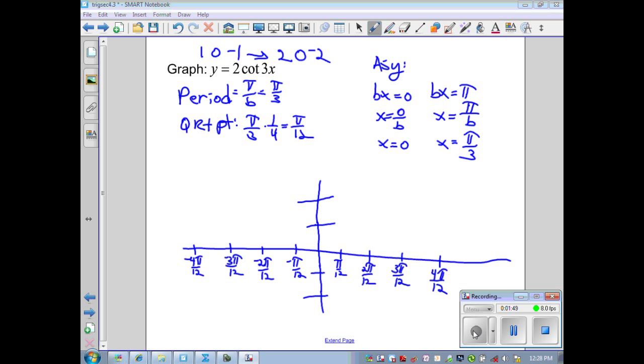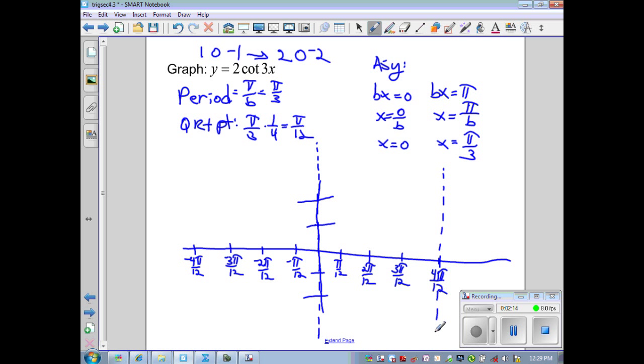I've created the coordinate plane. Recall that I count by our quarter points, so 1 pi over 12, 2 pi over 12, 3 pi over 12, till our period, which is 4 pi over 12, which is pi thirds. Now I have my asymptote at 0 and pi thirds. So I'm just going to drop my asymptote at those locations. And pi thirds is going to be at 4 pi over 12.